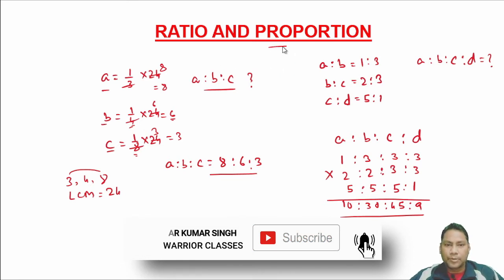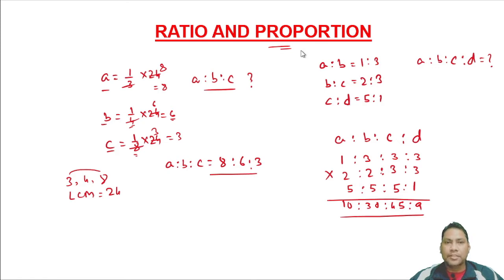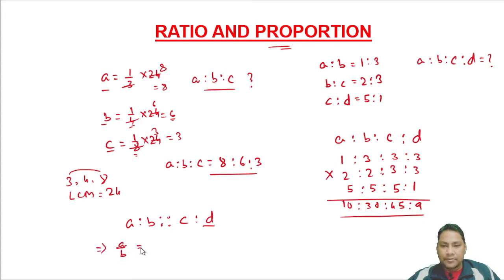Now what is proportion? The meaning of proportion is a relation between two equal ratios, like A is to B, the proportion symbol is like this, C is to D. This will become A by B is equal to C by D. So in the proportion, A is called the first proportional, B is called the second proportional, C is the third proportional, and D is the fourth proportional. Now we will quickly learn the mean proportional.